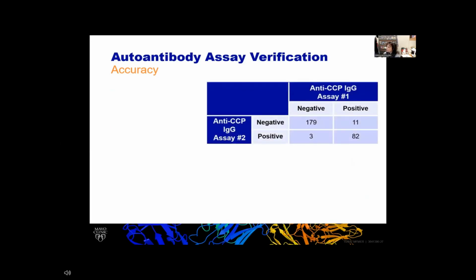So when we come back to our CCP comparison here, then how do we start to distinguish and how do we start to understand the nature of these discrepancies? Are we looking at analytical false positives? Do we have clinical false positives?